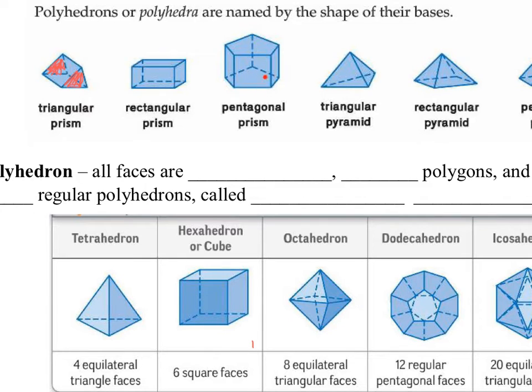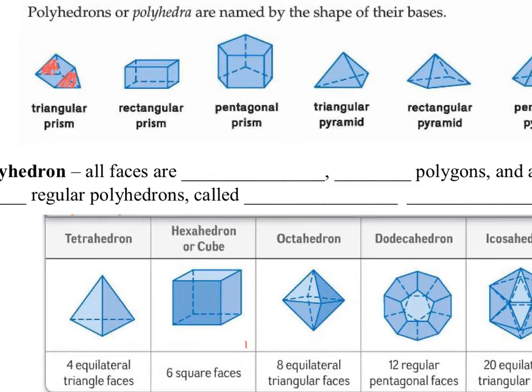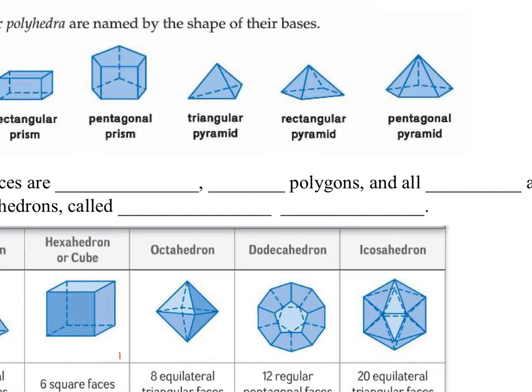Since those congruent parallel faces, the bases, are pentagons, we call it a pentagonal prism. Okay, and then the next three examples are pyramids. You'll notice that they each only have one base. The base of the first one is a triangle, so we call this a triangular pyramid. The base of the second one is a rectangle, so we call it a rectangular pyramid. And the base of this third example is a pentagon, so we call it a pentagonal pyramid.